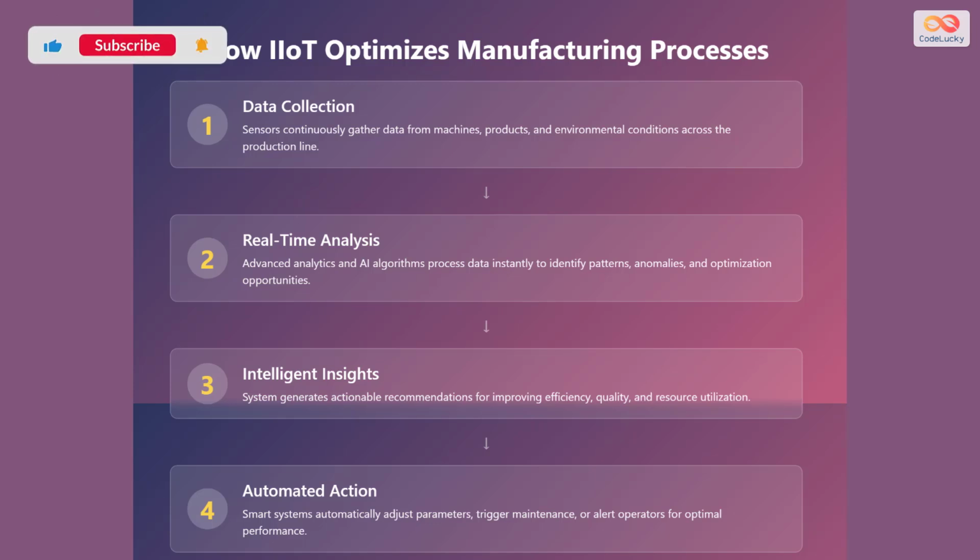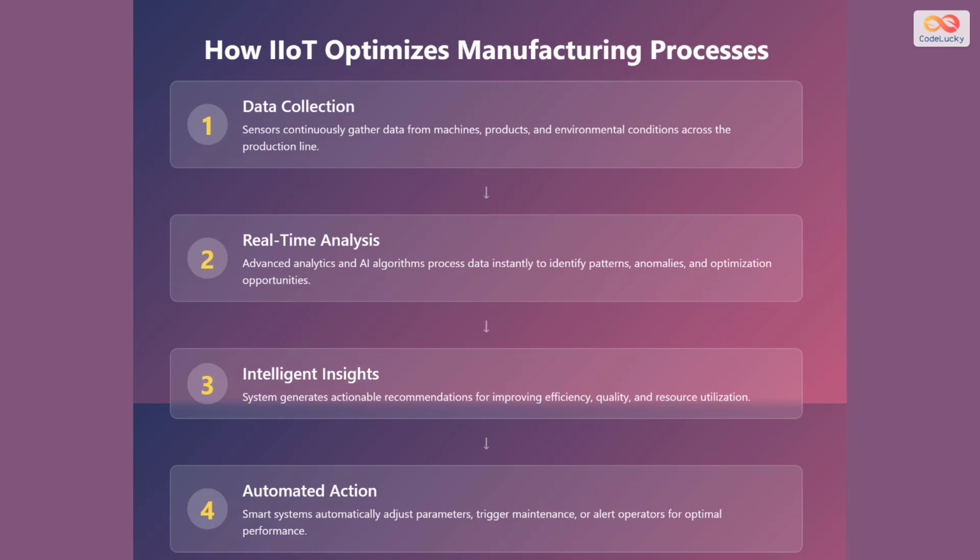IIoT optimizes manufacturing through a continuous 4-step cycle. First, data collection occurs as sensors continuously gather information from machines, products, and environmental conditions across the production line. Second, real-time analysis processes this data instantly using advanced analytics and AI algorithms to identify patterns, anomalies, and optimization opportunities.